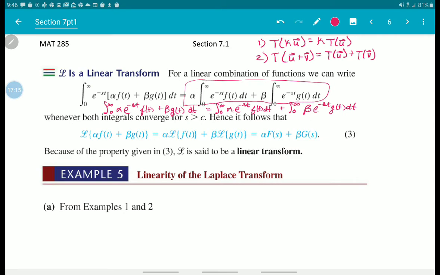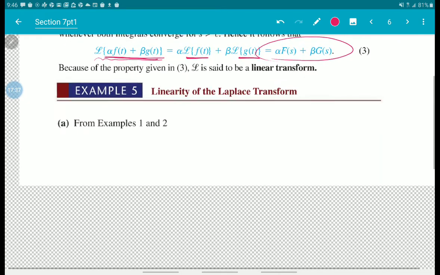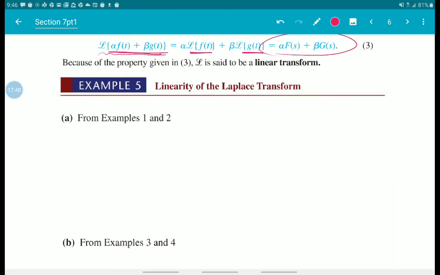So then what this is saying is that if we were to take the Laplace of alpha f of t plus beta g of t, then that's the same thing as taking alpha times the Laplace of f of t plus beta times the Laplace of g of t. So then as long as we know what this guy is and this guy is, then we'll know what the Laplace of that sum is. So let's look at a few examples.